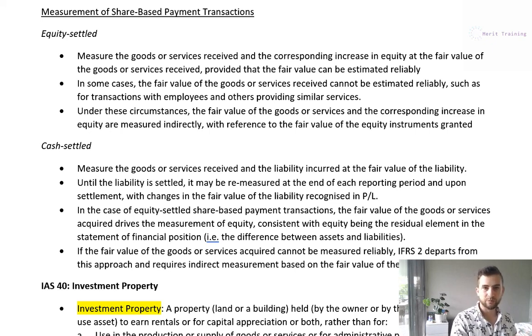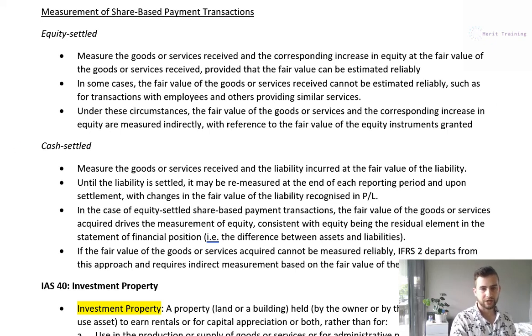If it's equity, then you basically measure the goods or service received and the corresponding increase in equity at the fair value of the goods or service received, provided that the fair value can be estimated reliably. In some cases, the fair value of goods or services cannot be estimated reliably. Under these circumstances, the fair value of the goods or services and the corresponding increase in equity are measured indirectly.